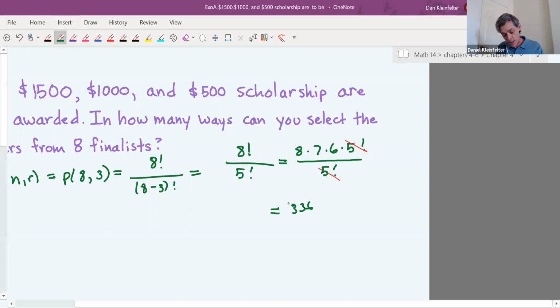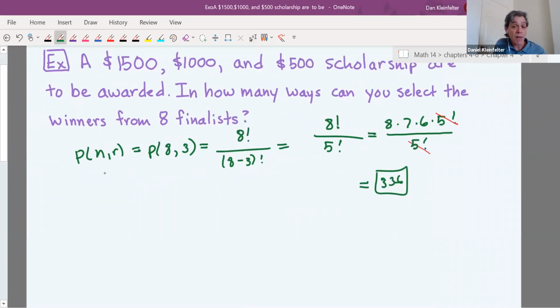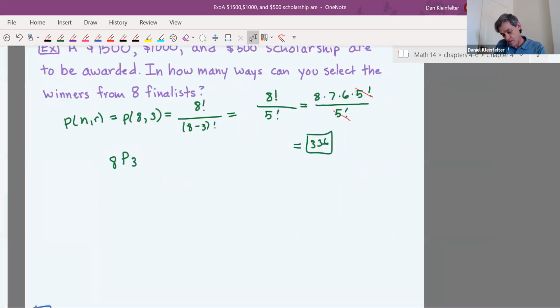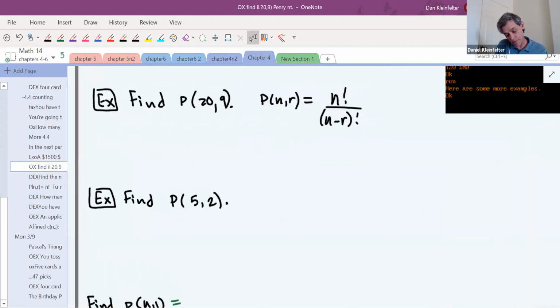Yeah, 336. So there's 336 ways of making that assignment of the prizes. As I'd mentioned, there's a couple of different notations for this. I wrote P(8,3). You may see 8P3, and it's going to mean the same thing. Okay. All right, so another example, more examples.